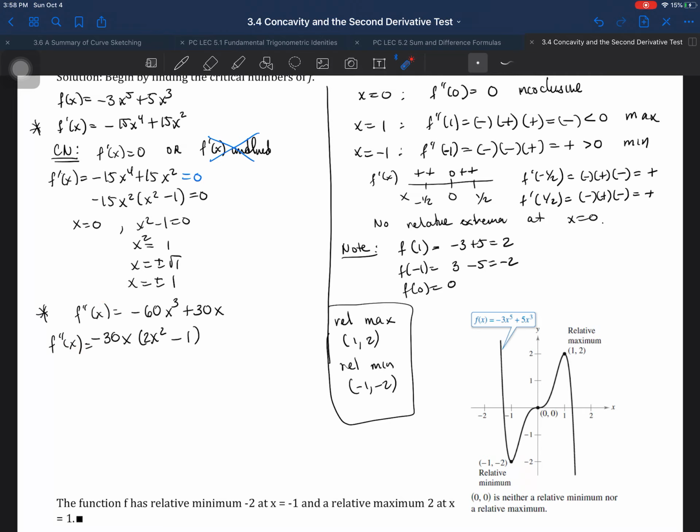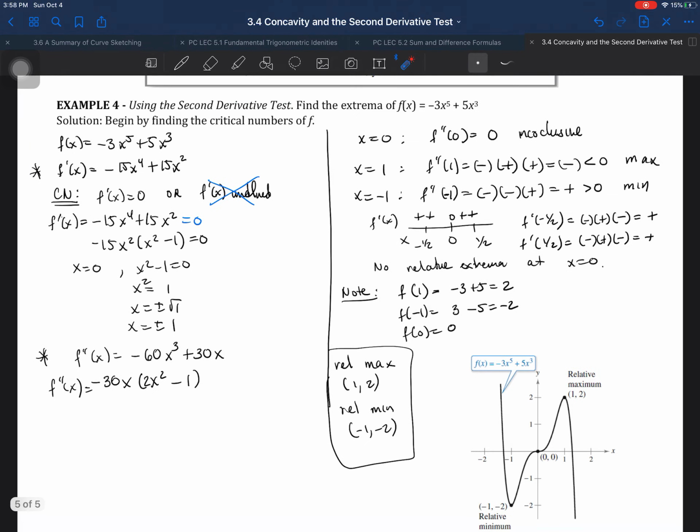So take the second derivative of this right here. Where is it at? Right there. So this will give us negative 60x cubed, and this will give us plus 30x. Factor as much as you can, so we can factor negative 30x, and this gives us 2x squared minus 1. And what we're going to do is test our critical numbers into the second derivative.